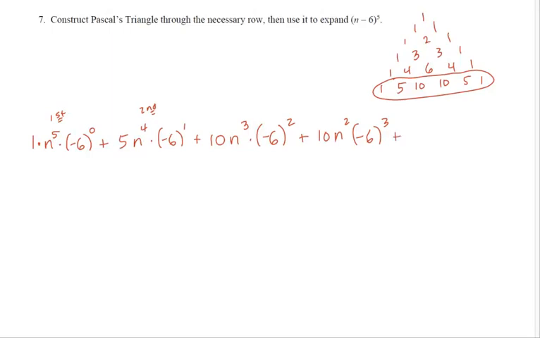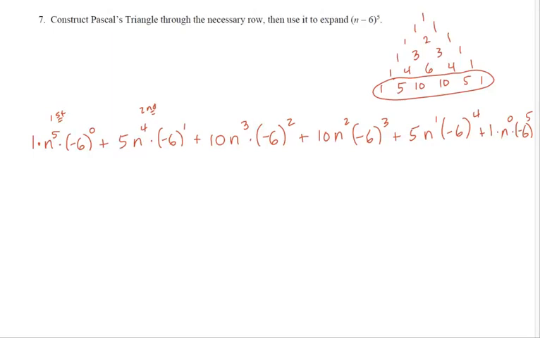All right, next term, I take the 5, that's the next number. I multiply by n to the first, and -6 is going to be raised to the 4th. And then the last term, I go with the last number in the row, 1, multiplied times n to the 0, and then that's multiplied times -6 to the 5th.